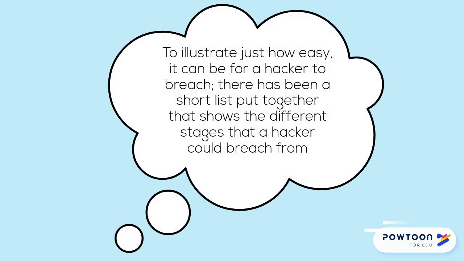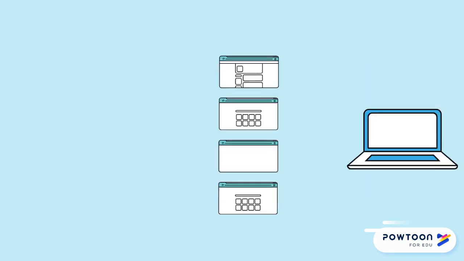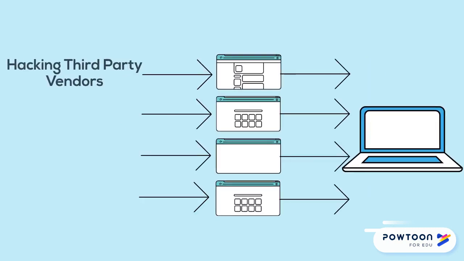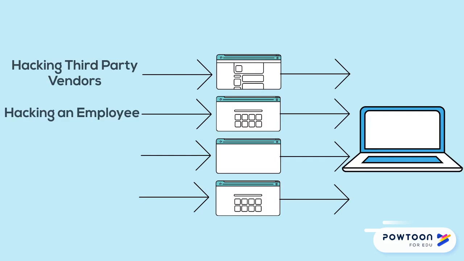And just to illustrate how easy it can be for hackers to breach, a study made a short list showing 10 different stages from which a hacker can breach. One of the few includes third-party vendors. They could hack through the employees, they could hack through an email, and they could hack through the cloud, which is something that's a lot more popular these days.